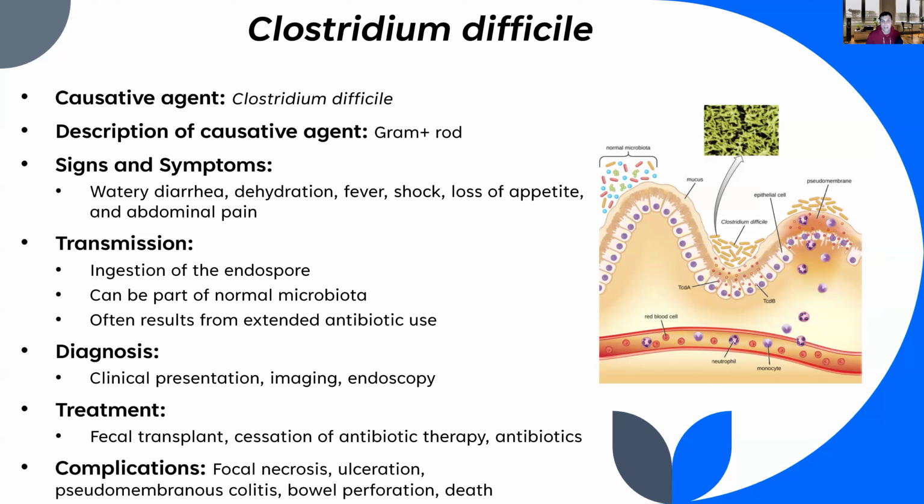So if they're just on a broad spectrum antibiotic like a tetracycline or an amoxicillin, something like that, just stop using it. And quite often the normal gut microbiota will grow back, and in doing so, fight back the C. diff. However, if that doesn't happen, there are, like I said, specific antibiotics that can be used.